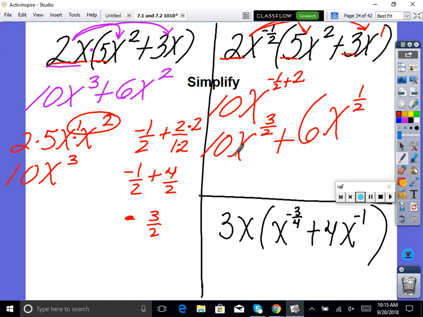Now, can I combine x to the 3/2 with a 1/2? No, because they're not like things. That's like combining x squared and x cubed. You can't do it. They're not the same. So we're done.